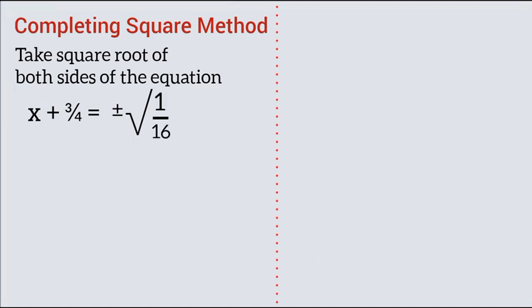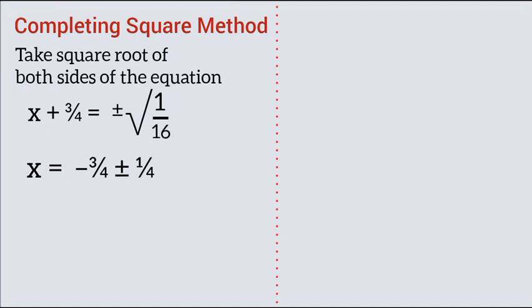Okay. To make x subject of the formula, we need to remove plus 3 over 4 on the left hand side, transfer it to the right hand side. So that leaves us with x equal to minus 3 over 4. Now if the plus 3 over 4 crosses to the right, it will become minus 3 over 4. Then plus minus square root of 1 over 16 will give us square root of 1, which is 1, and then square root of the denominator 16, which is 4. So we have x equal to minus 3 over 4 plus or minus 1 over 4.